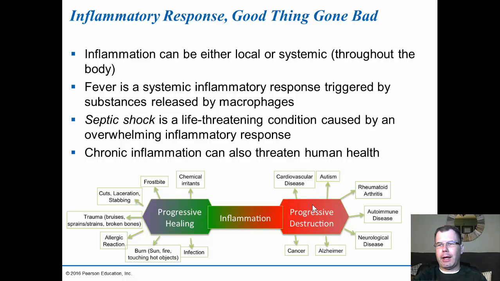And another one like that is allergies. So when you have allergies and you get too oversensitive, you go into anaphylactic shock, and that can be too much of a good thing. Again, more of a systemic response than just a localized response.